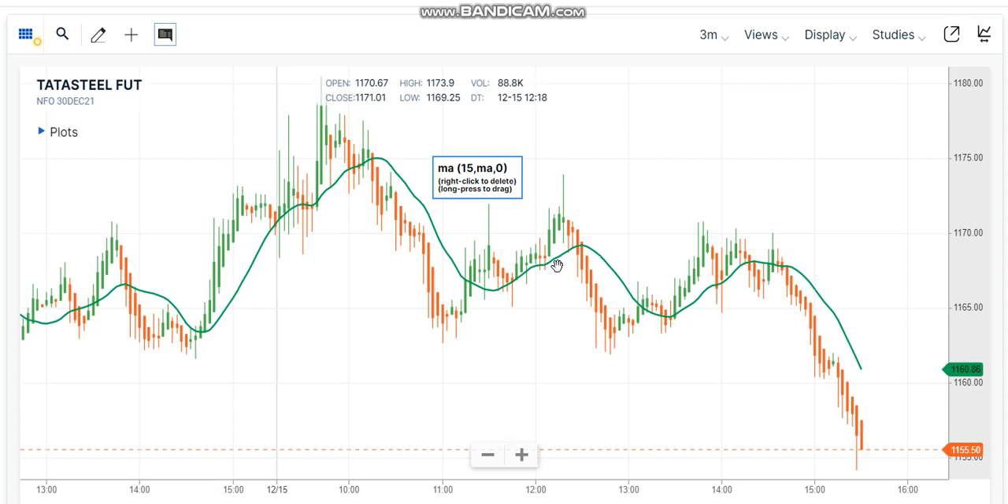Otherwise, if you don't book and re-enter, then you will lose. For example, if you don't book here, then you will lose these 5 points also. Such scenarios will come always in the market on a daily basis, not only one day.